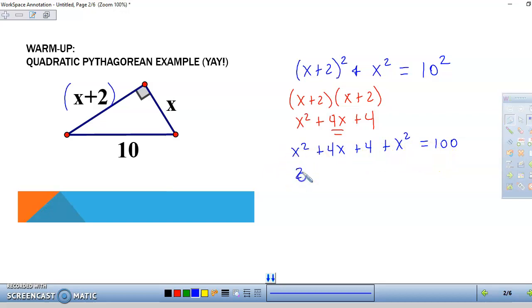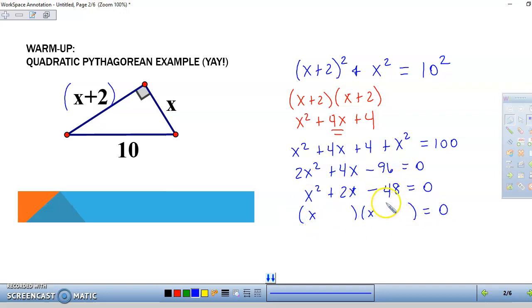Okay, so combining like terms, we get 2x squared plus 4x plus 4, and then we're going to subtract 100. As we've talked about many times, if you can divide out a common factor in all of the terms, it makes your life a lot easier. So I'm going to divide out 2 everywhere. 0 divided by 2 is still 0, and I get x squared plus 2x minus 48 equals 0. Factoring.